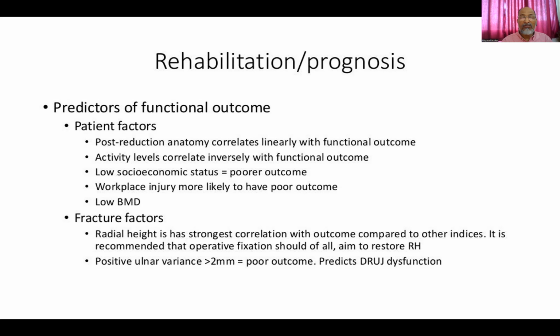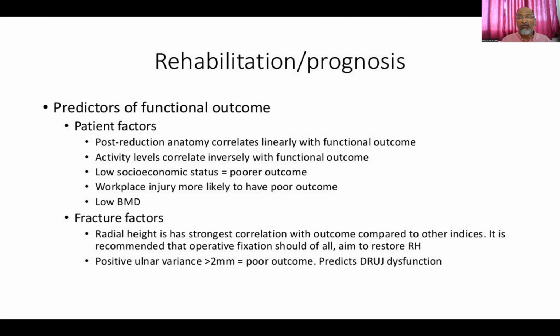Then you have got fracture factors. Radial height has the strongest correlation with the outcome compared to the other indices. The functional outcome will be better if the radial inclination is restored to normal. It is recommended that operative fixation should be done wherever there is a fracture with comminution or displacement, and the radial height should be restored. Our aim should be to restore the radial height.